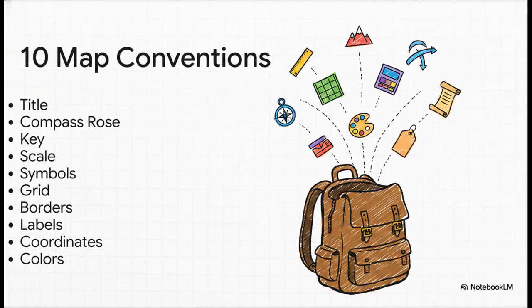Let's unpack these 10 essential components. We've got the title, telling us what we're actually looking at, the compass rose or north arrow, showing us direction, the key or legend, the scale and symbols. Then we have the grid system, borders, labels, the coordinates of latitude and longitude, and finally, color conventions. Honestly, if a map is missing these, it's like a survival kit missing its matches.